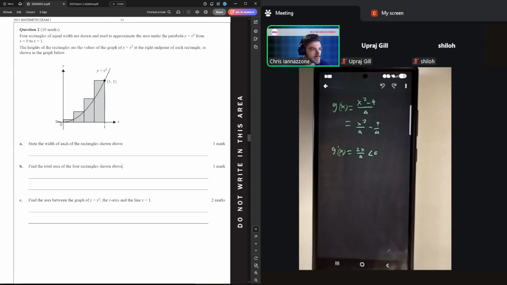Finding the total area of the rectangles. Well, we got 4 of them. Rectangles are just length times width. We know earlier the width is going to be a quarter, or 0.25. The only thing that remains is to figure out the lengths of each of the individual rectangles on the page. And then just add them all up.